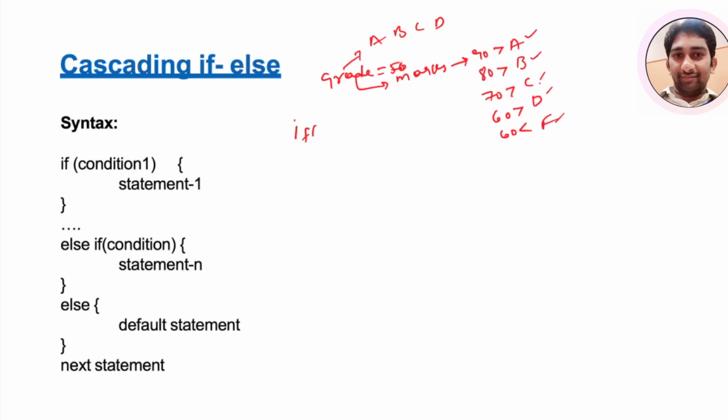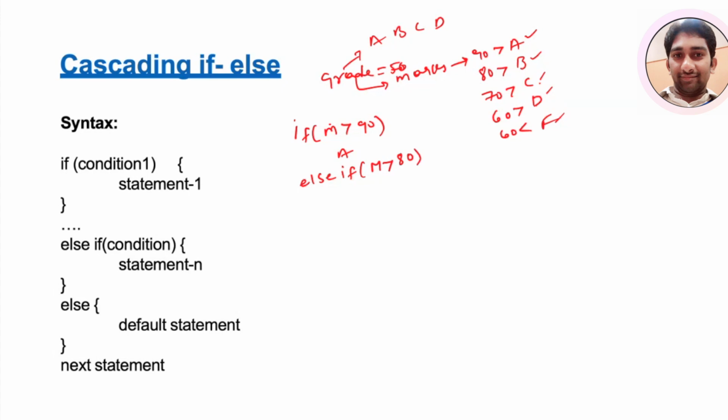Like if first case, if marks greater than 90, print A grade. Else what you will do? Else, if I didn't get marks greater than 90, then I have to verify whether my marks are greater than at least 80. Okay, so this is not the complete logic. Anyhow, we will discuss further.